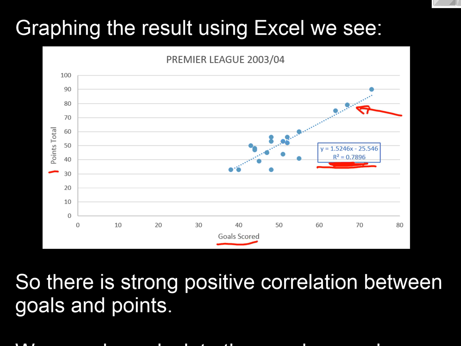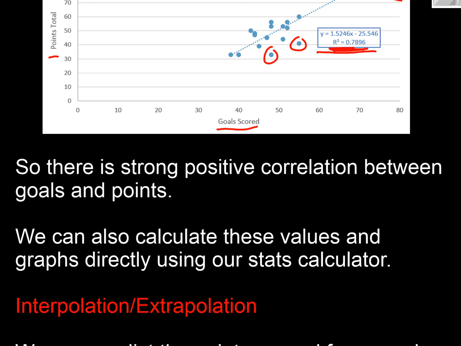So we can see here that we've got a nice neat correlation, haven't we? We've got a positive correlation in that more goals scored equals more points, and it's quite neat and tight, isn't it? Only a few outliers, these ones here are a bit further away, but everything else is neatly and tidily near the line. So that reconfirms that we've got a solid positive correlation here.